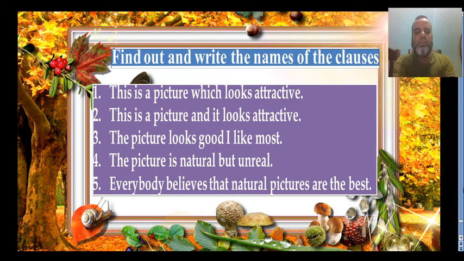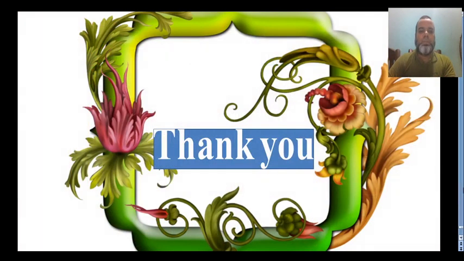Like this, we'll find out the clauses here. Think about the second one. This is a picture, and it looks attractive. This is a picture is a clause, and it looks attractive is another clause. This is a picture, principal; it looks attractive, principal. These two principal clauses are added with a conjunction, and this is a coordinate clause. Like that, you'll find out the other 3. Thank you very much for patient hearing. Thank you everybody.